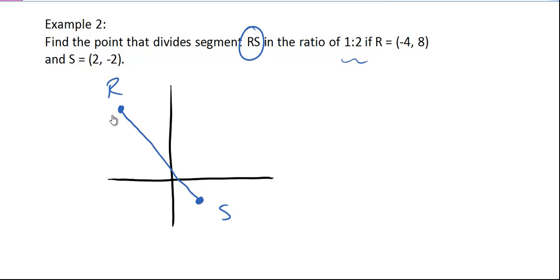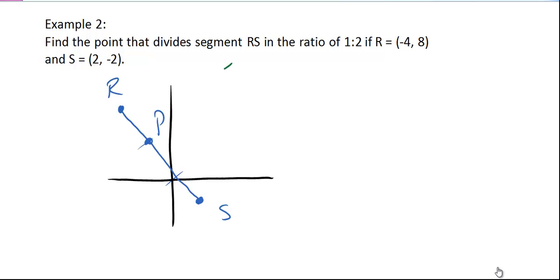So when we break this up, 1-to-2 means there's 3 total parts, right? When I break this up into its 3 parts, going from R is the 1, and then the 2 is after that point. So our new point P is going to be right here somewhere. Obviously my diagram is probably not perfectly accurate, but let's take a look at how to do this.